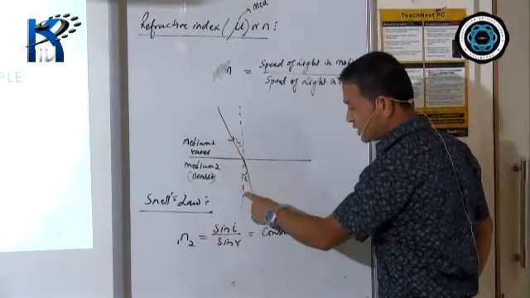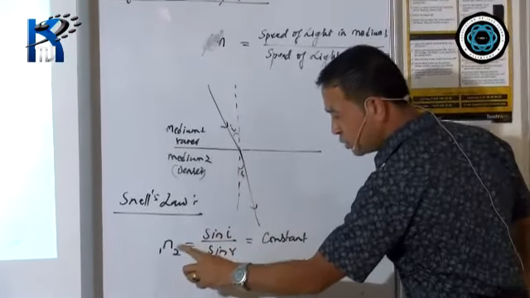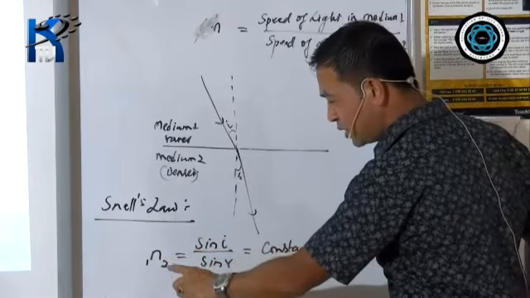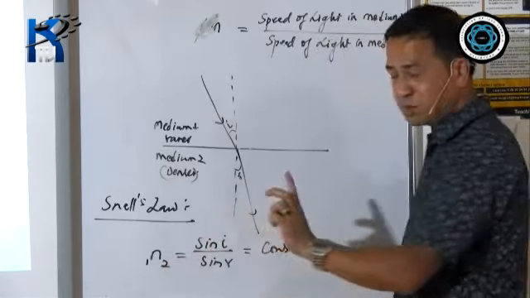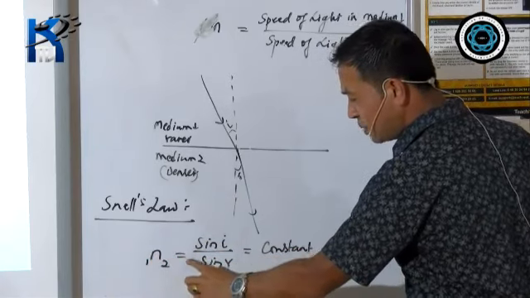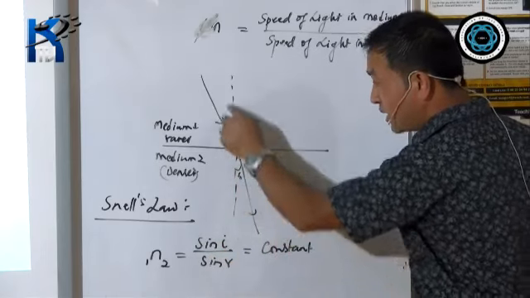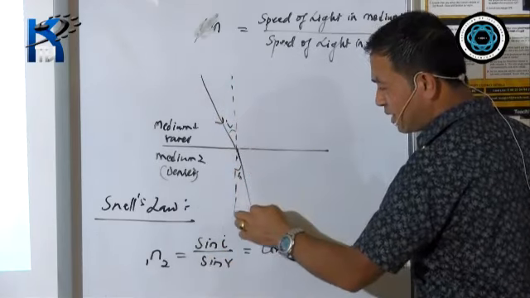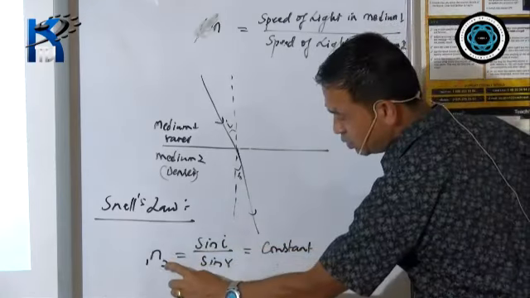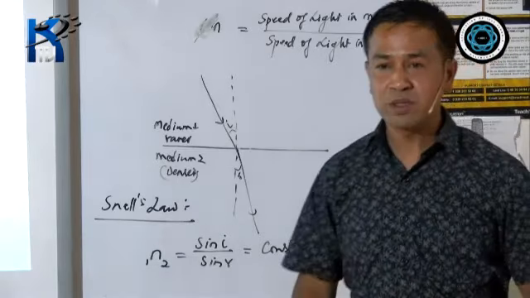So this case shows that when light passes from medium 1 to medium 2, it measures the refractive index of medium 2 with respect to medium 1. So how does it measure? Look at it. Refractive index of 2 with respect to 1 is given by sin i by sin r. That means the ratio of the sine of angle of incidence to the sine of angle of refraction is always a constant. That measures the refractive index of medium 2 with respect to medium 1. So this was formulated by Willebrord Snellius.